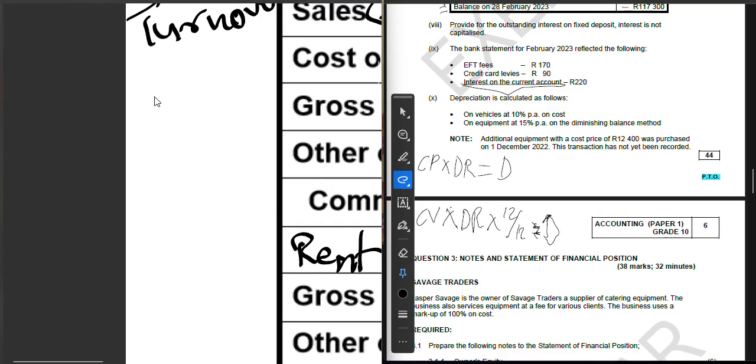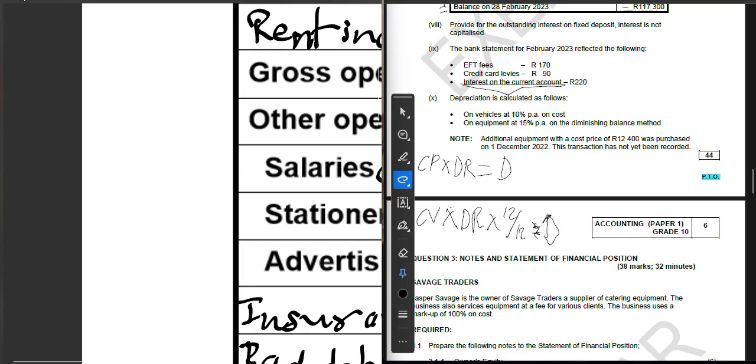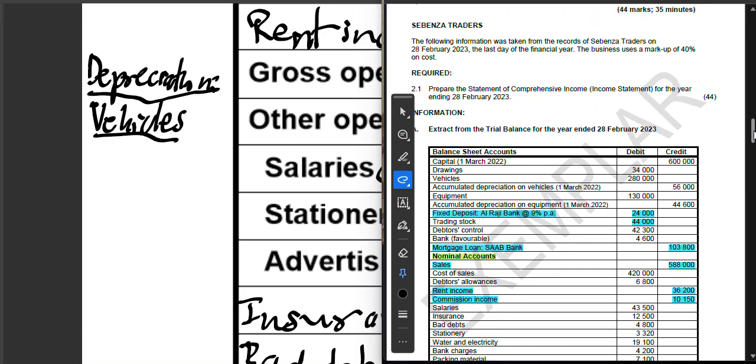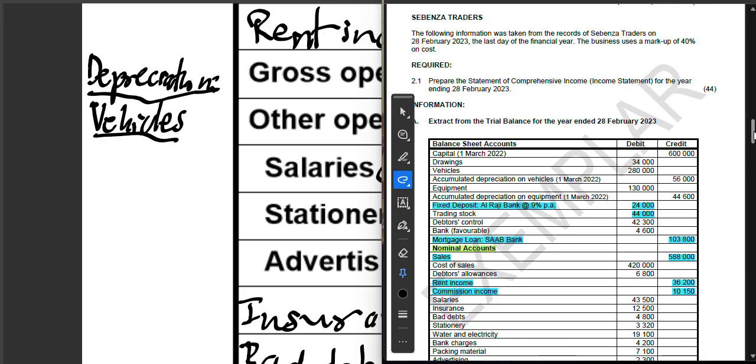First of all, we need to indicate what exactly it is that we are doing. We are calculating depreciation. Now, we are going to calculate the first one. This is on vehicles, so we'll write vehicles. We are already given information on what the depreciation method is, and that is on cost. So we're simply going to look at the historical cost of the vehicle, which we'll look at up there, and then we just get 10% of it, right?